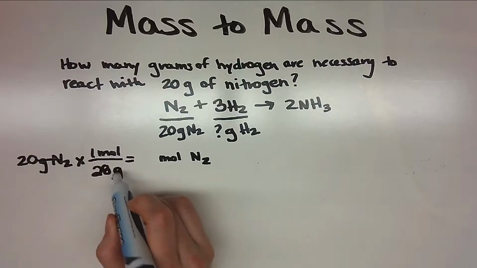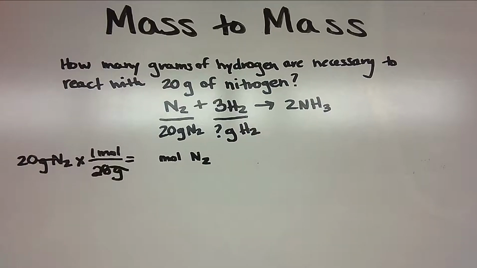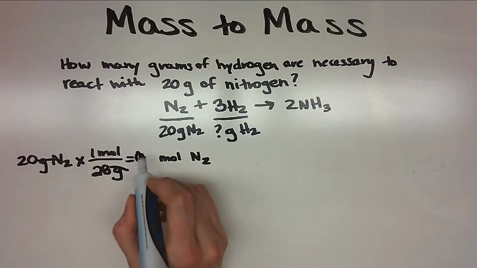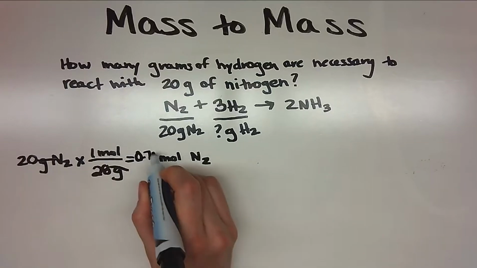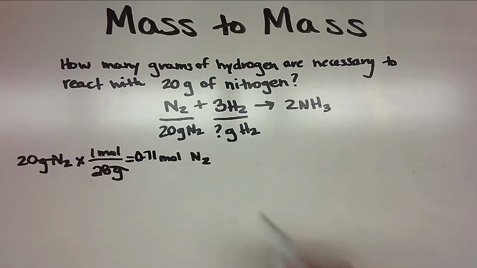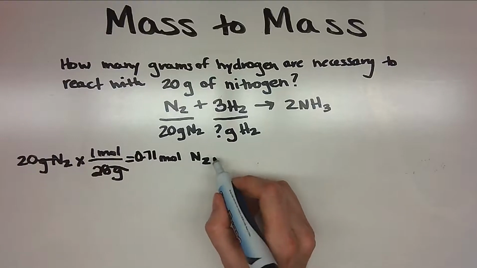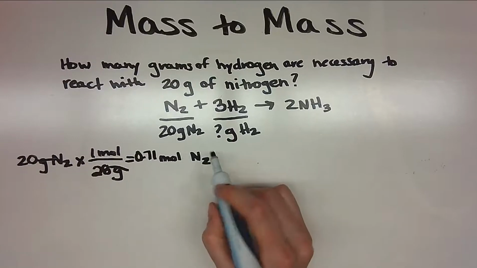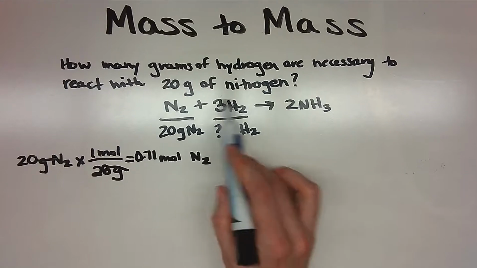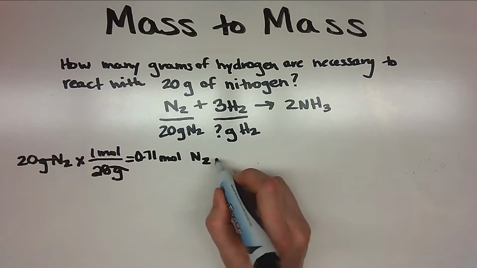So now my grams are going to cancel out. I'm going to multiply across the top and divide by what's on the bottom. So I have 0.71 mole of nitrogen. Now that I have mole of nitrogen, I can now figure out the number of mole of hydrogen that I have.